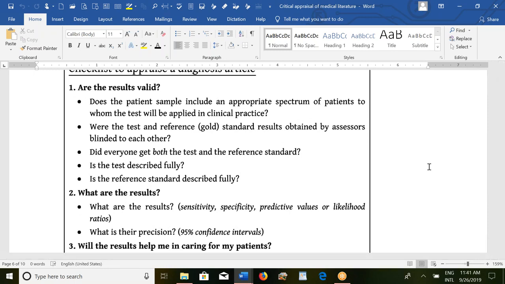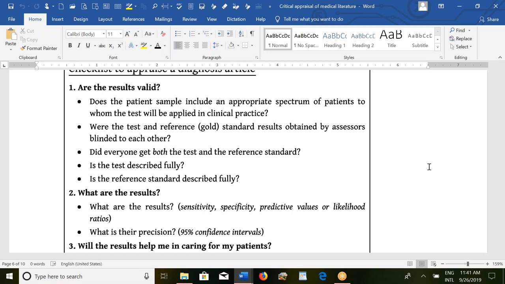Does the patient sample include the appropriate spectrum of patients to whom the test will be applied in clinical practice? Then, what are the test and the reference standard, or the gold standard, which is the most helpful one? Were the test and reference standard results obtained by assessors blinded to each other? Like two persons assessing, who should not know which test or reference is being used. Then, did everyone get both the test and the reference standard? Then, is the test described fully? Then, is the reference standard described fully?